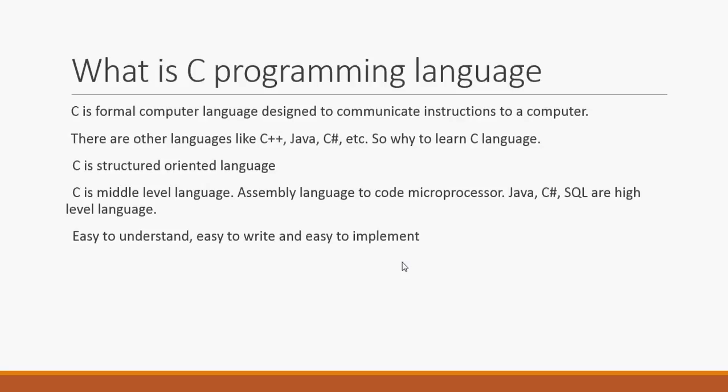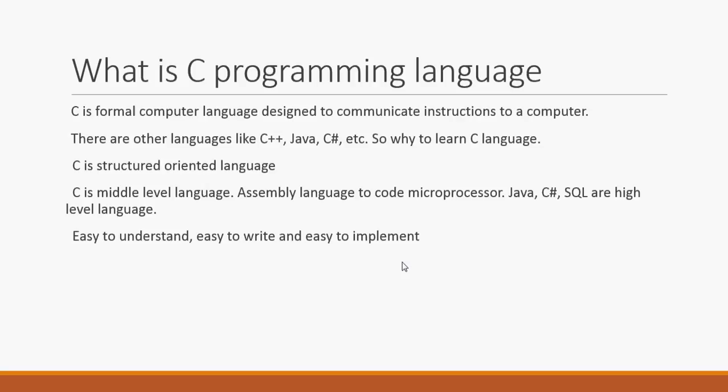Okay, so C is structured language. It means it follows top-down approach. Then C is middle level language. We have assembly language that directly interacts with the CPU, I mean the microprocessor, and tells it what to do. We have other languages like Java, C#, SQL, which are high level languages, which are again compiled to machine level language and then executed. So C falls in between these two, I mean assembly language or machine level language and high level language. That is why it is called middle level language. Now C is easy to understand, easy to write, and easy to implement. You will see that in the video.